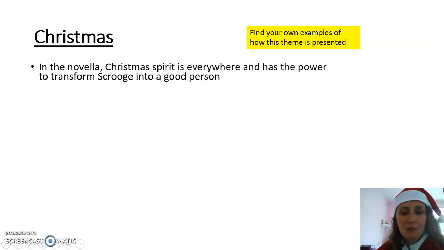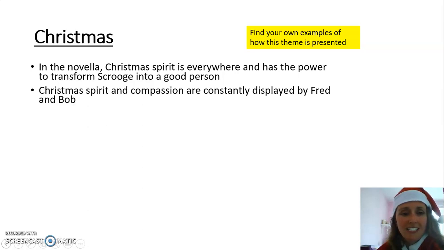Right, so Christmas spirit is everywhere, as I've already said. It's first introduced by Fred and Bob in Stave 1. Christmas spirit and compassion is something that these two characters show all the way throughout the novel. Fred talks about Christmas not having put a scrap of gold or silver in his pocket, but it has done him good and will do him good, and he says God bless it.